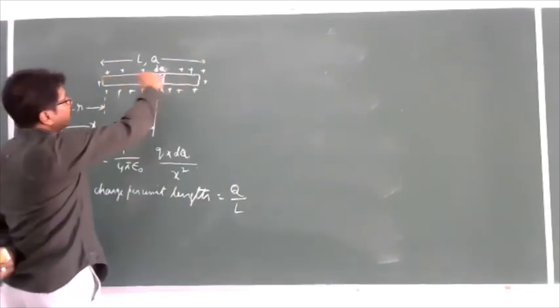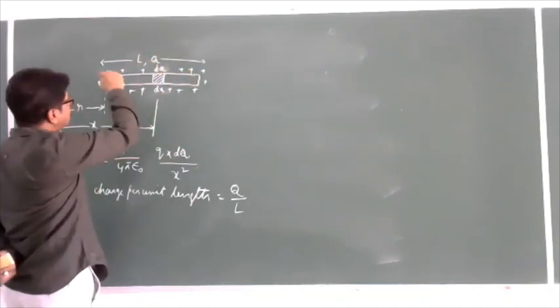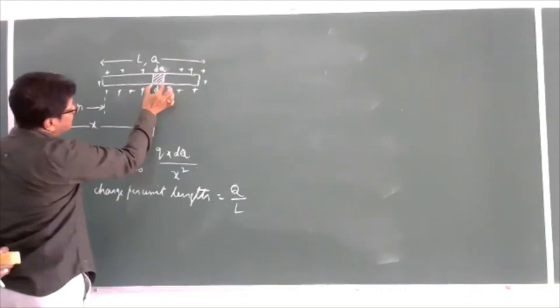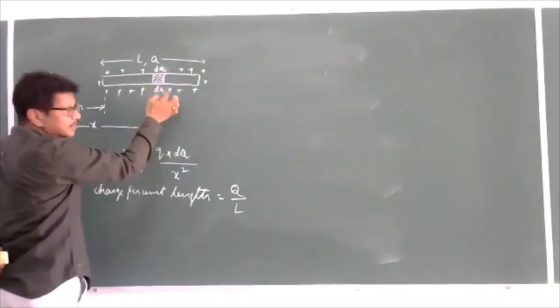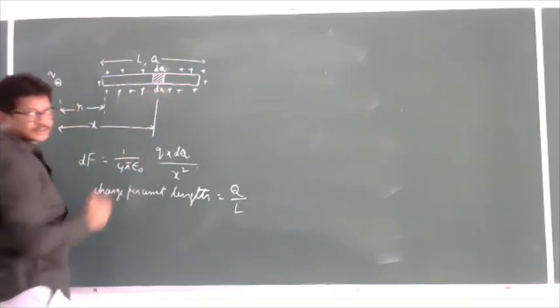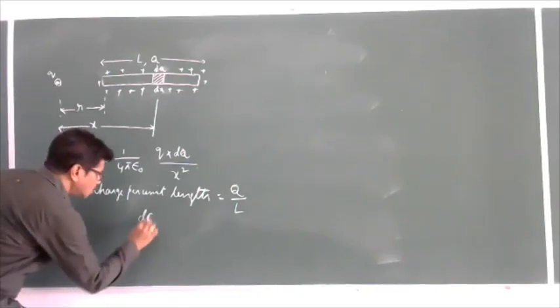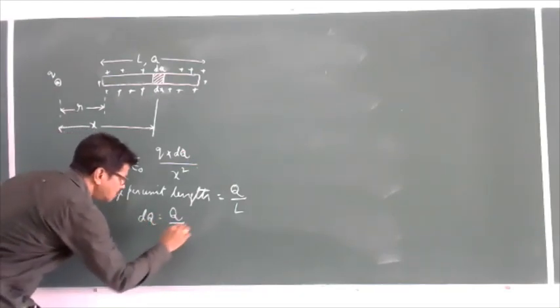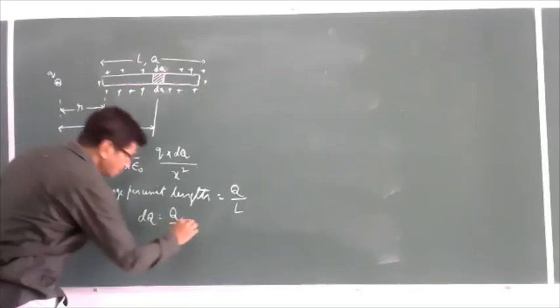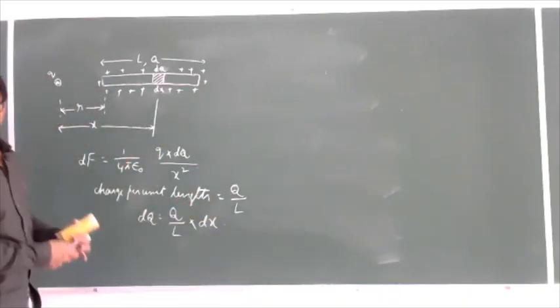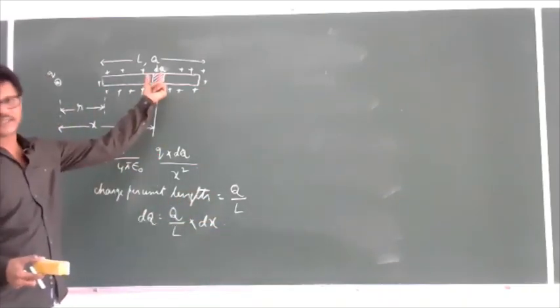The total rod has a length L and charge Q. Then the charge per unit length is Q by L. But whatever segment I consider, that segment has a length dx. Then what will be the value of dq? dq is equal to the charge per unit length, Q by L, into the distance dx. So this much charge this segment has.